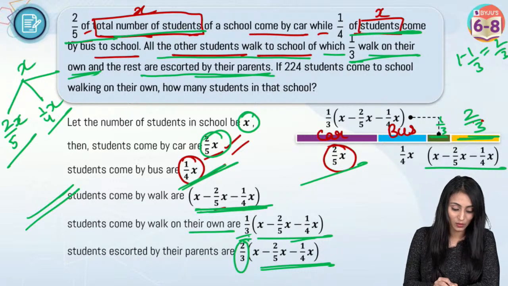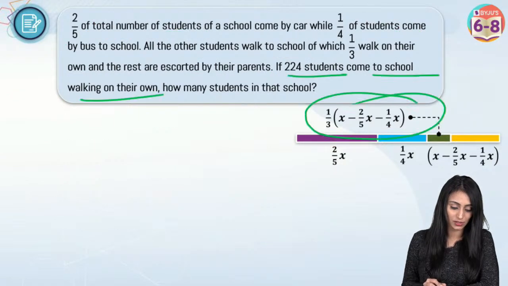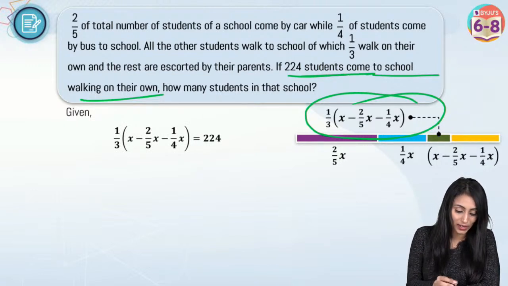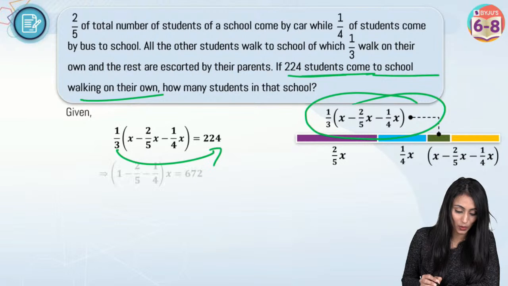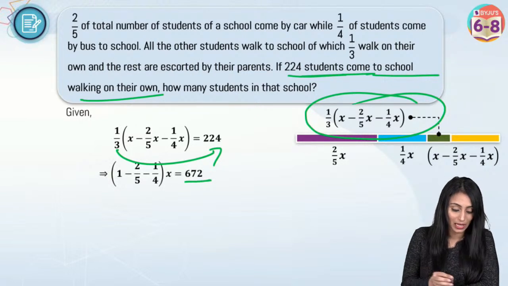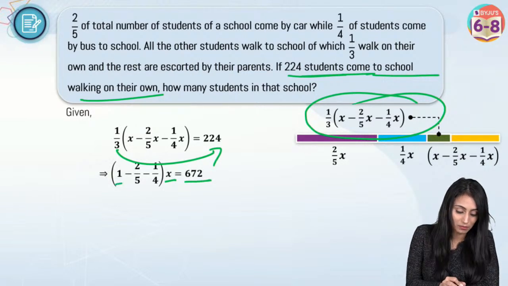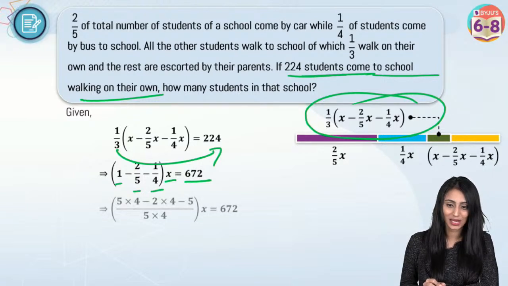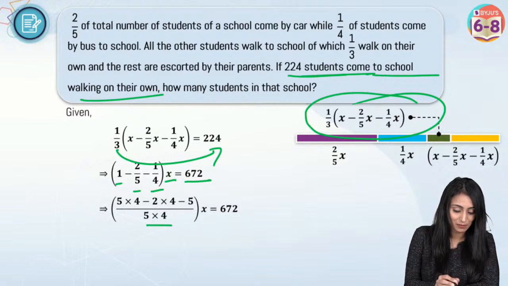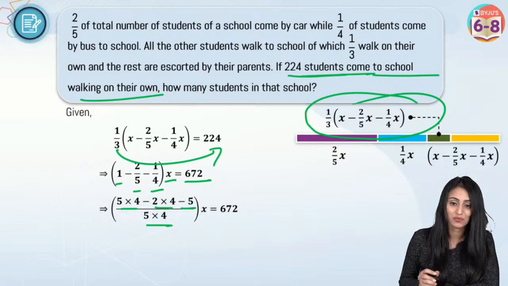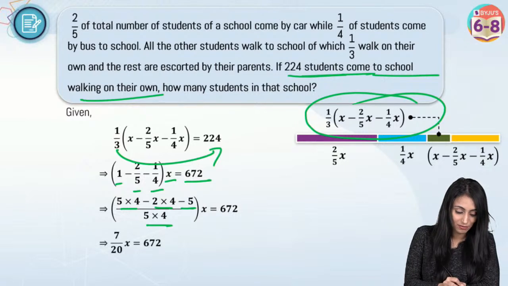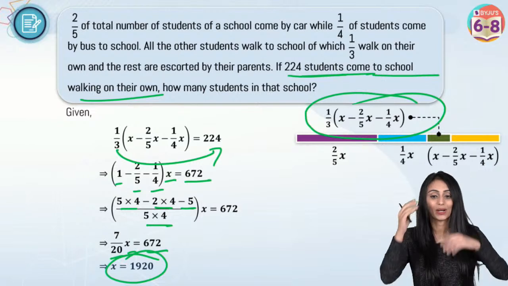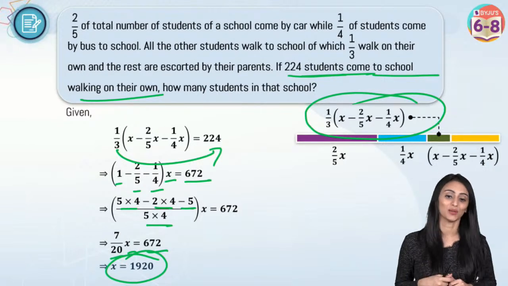All right. And who are escorted by parents, they are going to be 2/3. So let's equate them because 224 students are coming on their own. I'll take this 3 to the other side. What do I get? 672. And we take x common. So we have 1 minus 2/5 minus 1/4 inside. So how would you simplify this? LCM, right? So it's going to be 5 times 4. 5 times 4 minus 2 times 4 minus 5. That's 7/20x equal to 672. So x is 1920. You all were right. Yes, these are the total number of students.